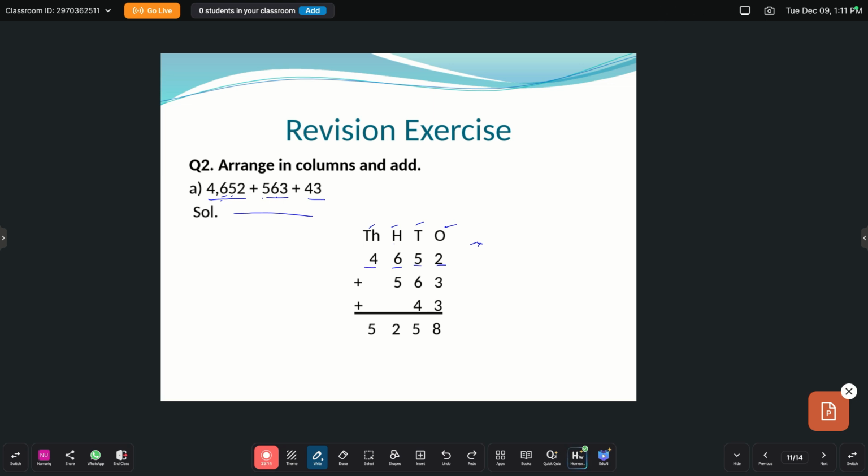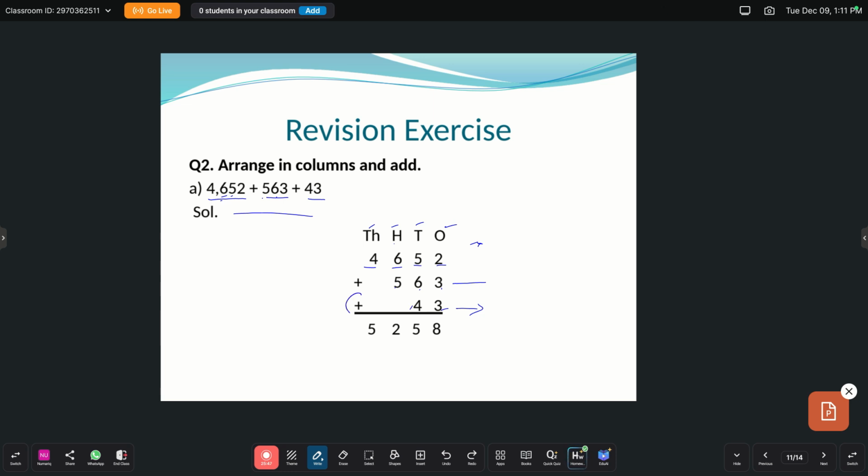Now in the second addend we have only 3 digits. Begin with the ones digit. At ones place we have 3. At tens place we have 6. And at hundreds place we have 5. Now come to the next addend, that is the last one. In the last addend we have only 2 digits. That is 43. 3 at ones place and 4 at tens place.